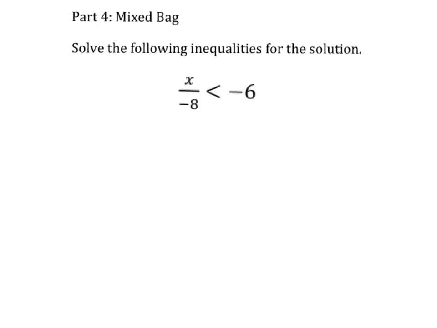Okay, next we have x divided by -8, so I'm going to draw my line. If I'm dividing, that means I'm going to multiply by -8 and multiply by -8. These are going to cancel. So I have x, and then -6 times a -8 is going to give me a positive 48.